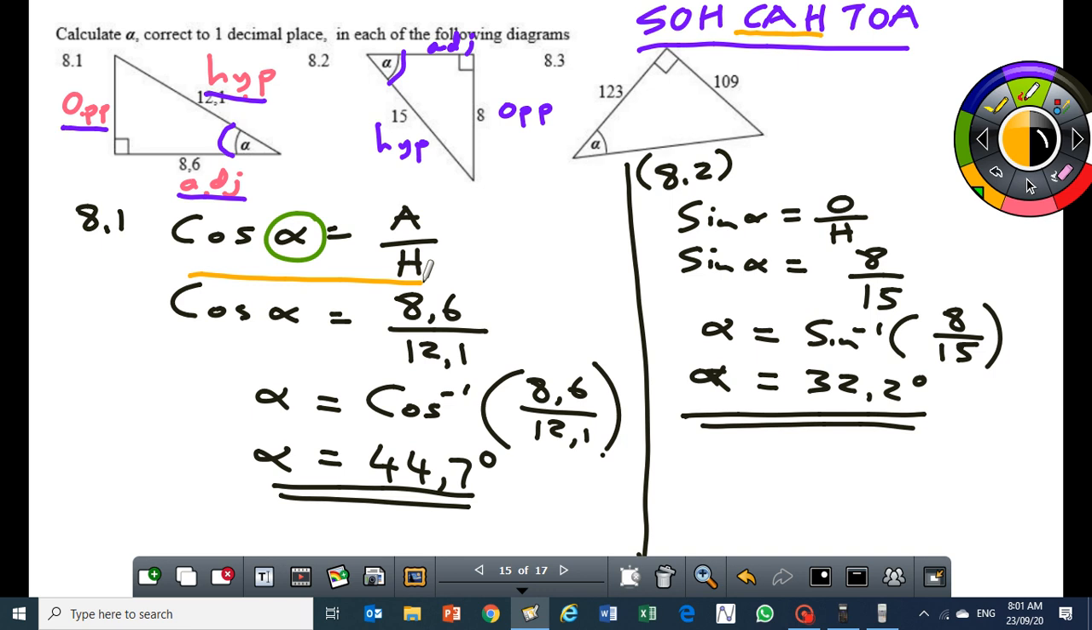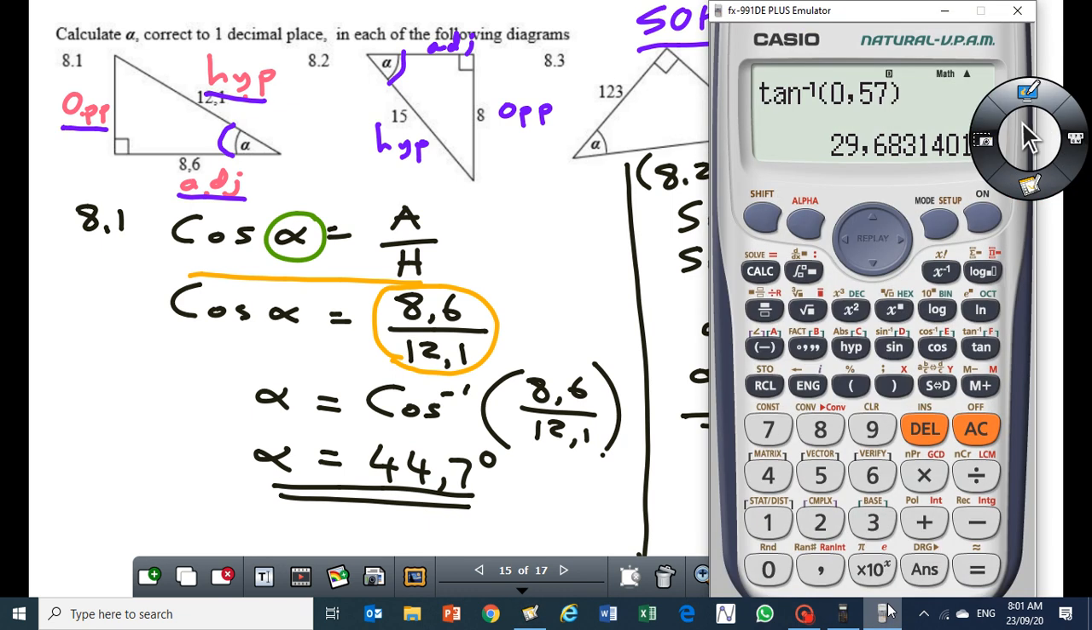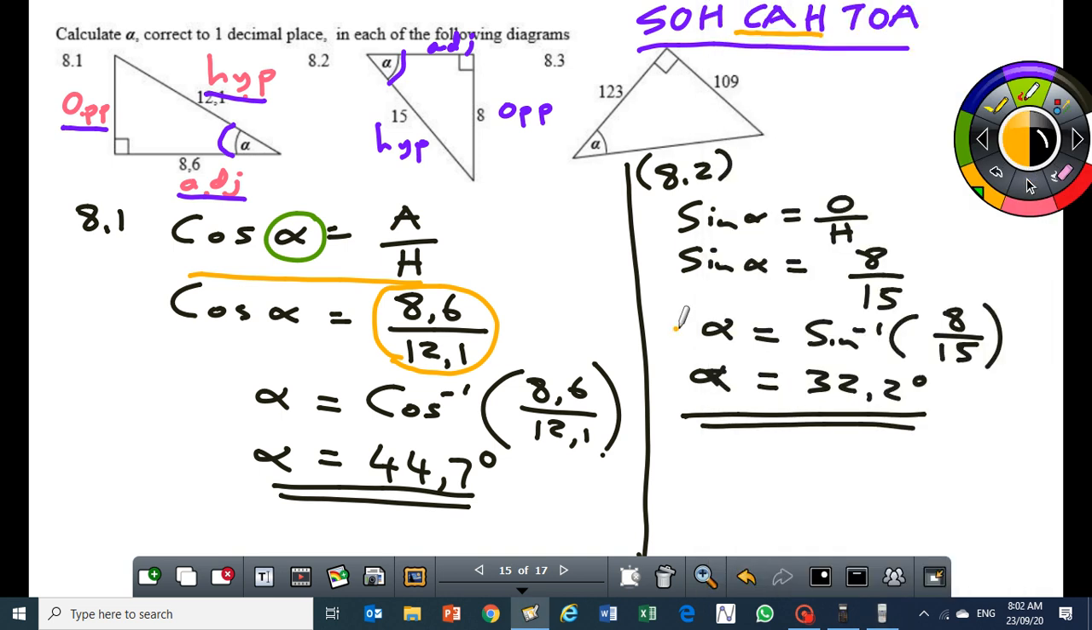Now I need to emphasize this: when you get to this point, there is no need for you to convert that to a decimal, because your calculator has a fraction option here. You must learn to use it. The moment you've got a fraction, use this fraction option. So I'm going to use it.